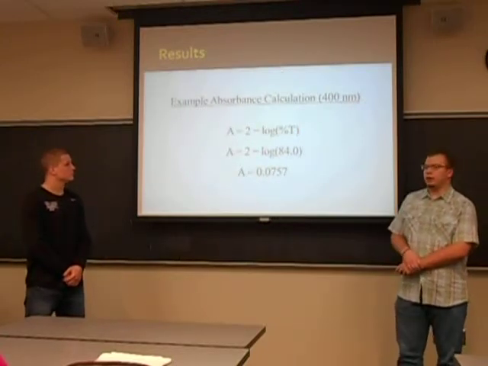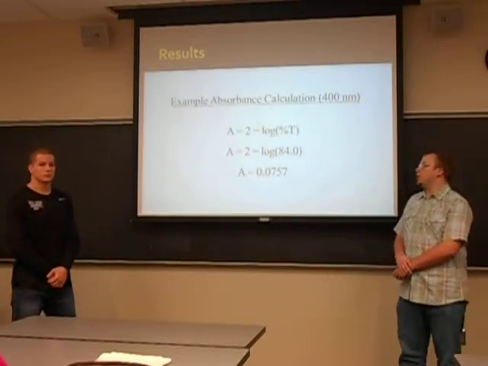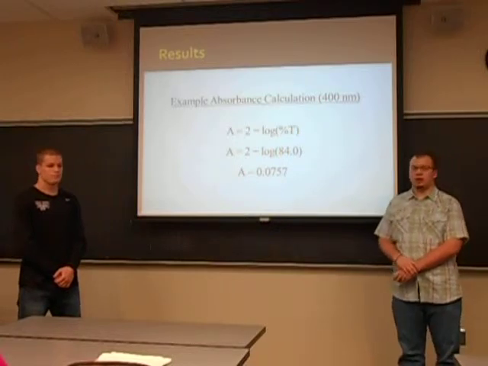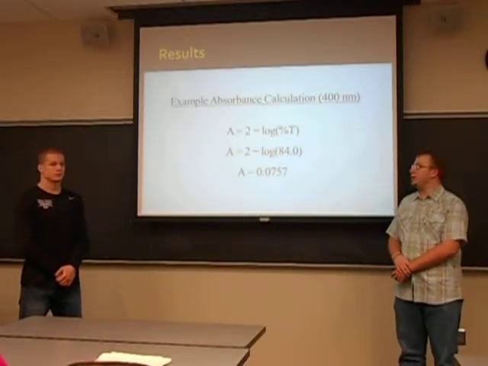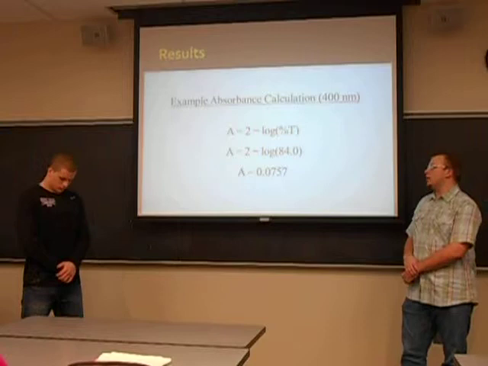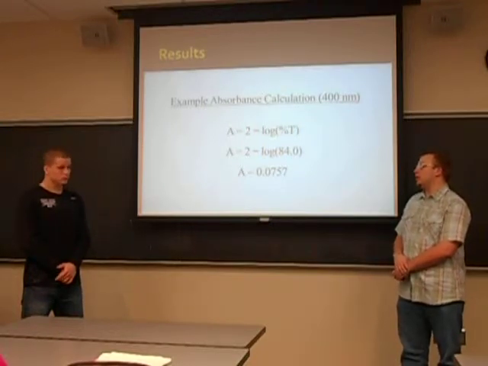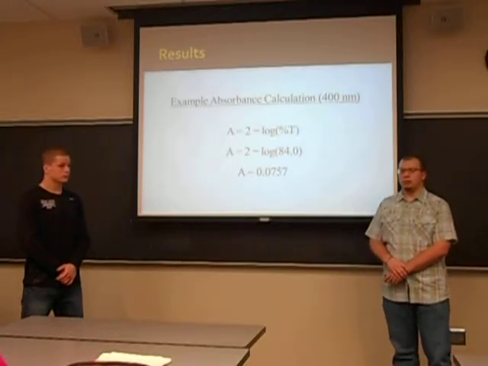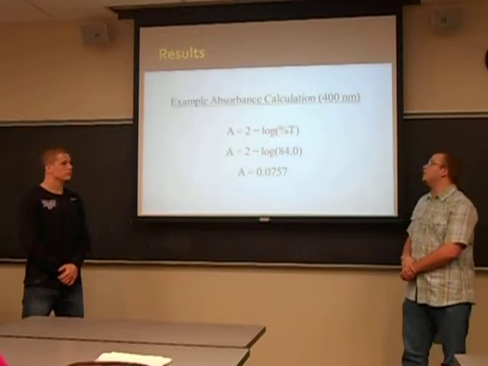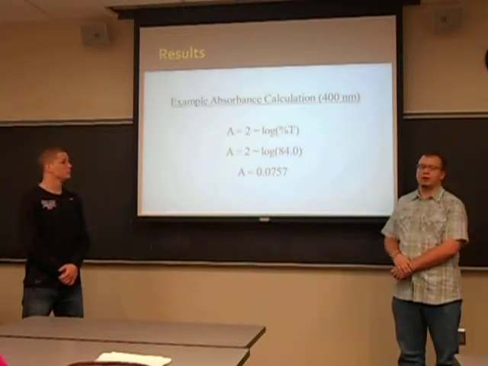This is an example calculation for absorbance. We used the equation absorbance equals 2 minus log of percent transmittance. We substituted 84.0 into the equation and got an absorbance of 0.0757. This was calculated at 400 nanometers.